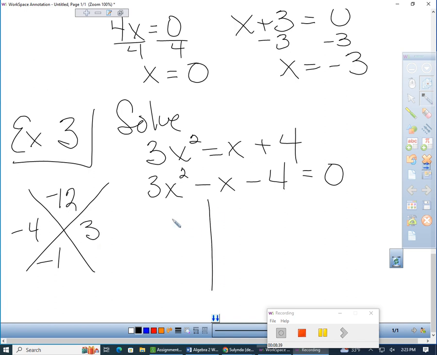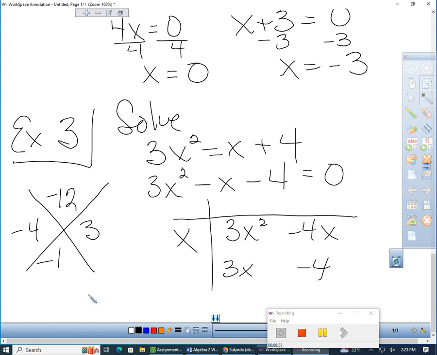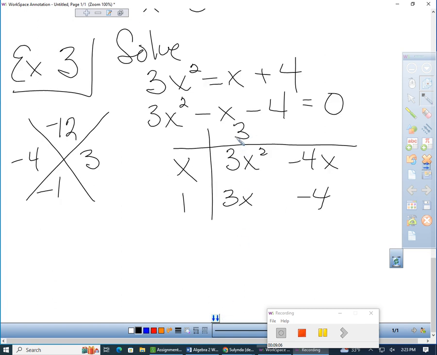So then I go to my box. First term is 3x squared. Last term is negative 4. My diagonal is negative 4x and 3x. Out of the top line, we can take out an x. Out of the bottom line, the only thing I can take out is a 1. Up and down, what can I take out? 3x, good. And here, what can I take out? Perfect. So I have 3x minus 4, and I have x plus 1.